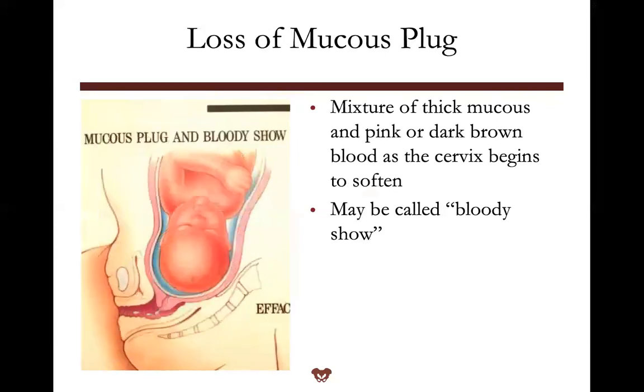So loss of the mucus plug, so we mentioned this. This is a thick mucousy component that has a little bit of blood tinge to it, and this occurs as the cervix softens. This can occur right when labor is starting or after it's starting, or it can happen a week or two before labor starts.